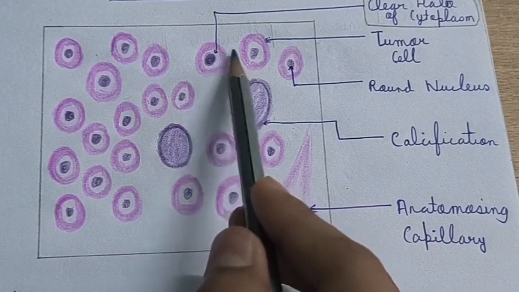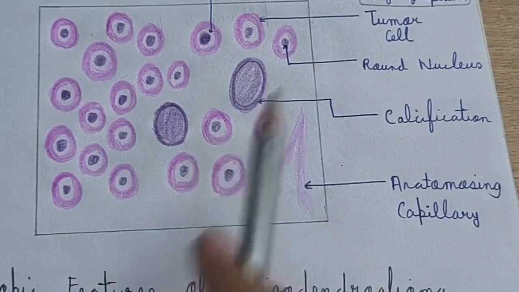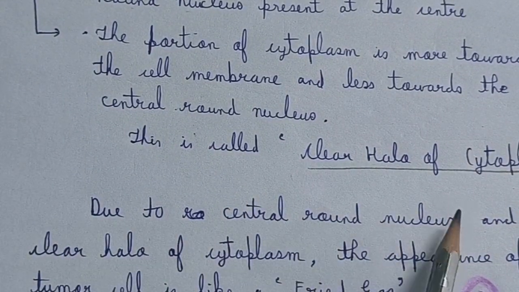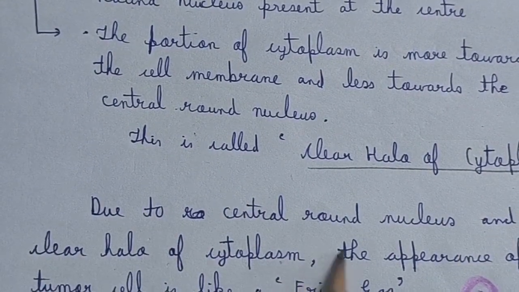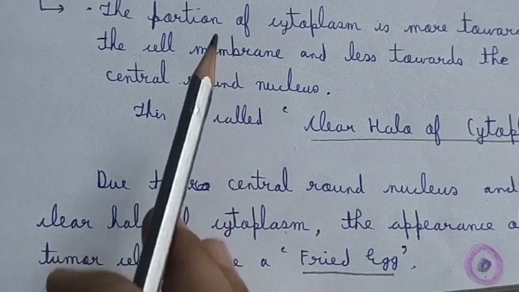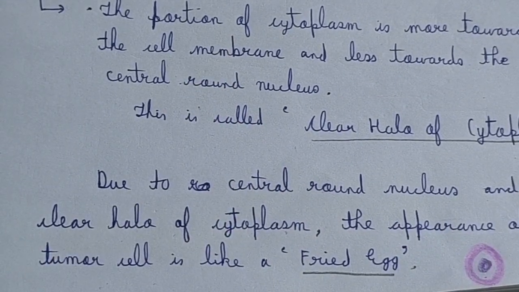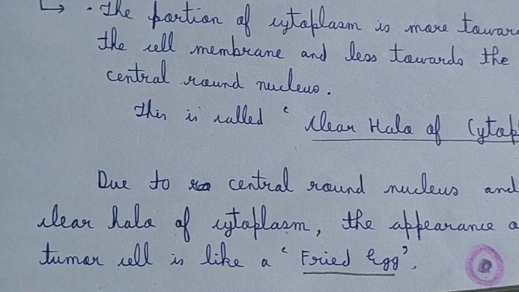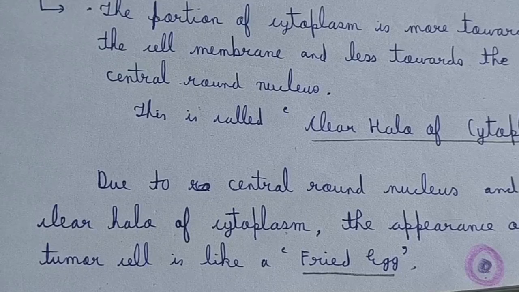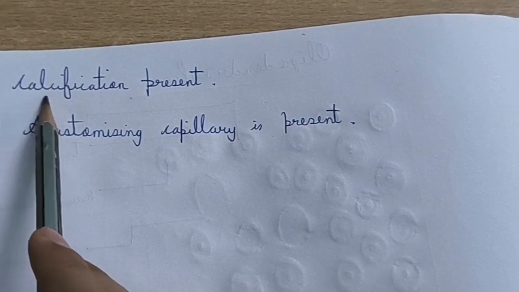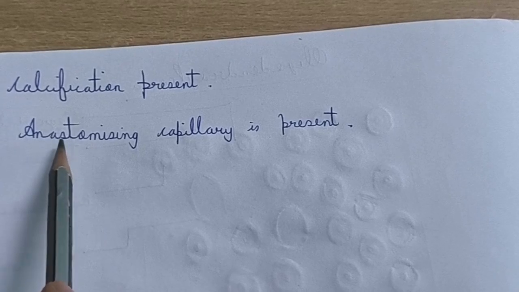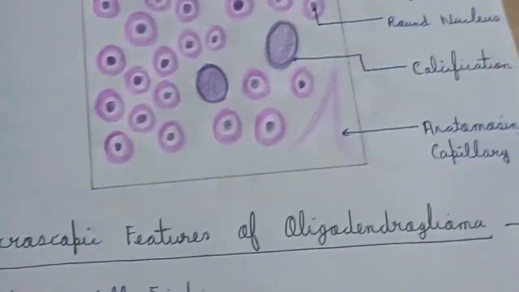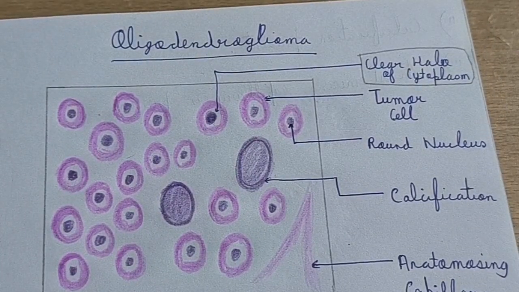So see here, this is the clear halo of cytoplasm. And also I have mentioned that due to the central round nucleus and clear halo of cytoplasm, the appearance of the tumor cell is like a fried egg, as I have already explained. So this is similar to a fried egg, and therefore this tumor cell has fried egg appearance. And also, the second point is that calcification is present, and the third is that anastomosing capillaries are also present. All these are the microscopic features of oligodendroglioma.